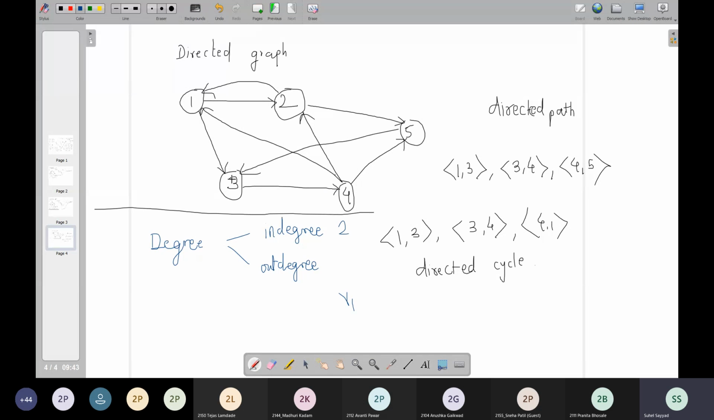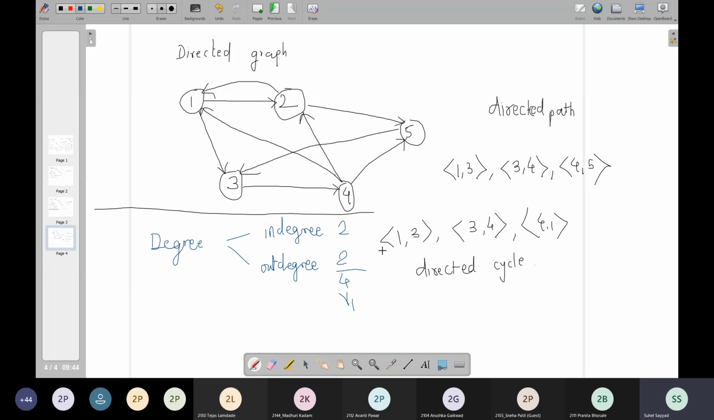So in degree for vertex V1 is 2. What is out degree for vertex V1? How many edges are outgoing from 1? 2 edges, 1 2 and 1 3. So out degree is also 2 for vertex V1. So what will be my total degree? My total degree of vertex V1 would be the addition of in degree and out degree, which is coming out to be 4.